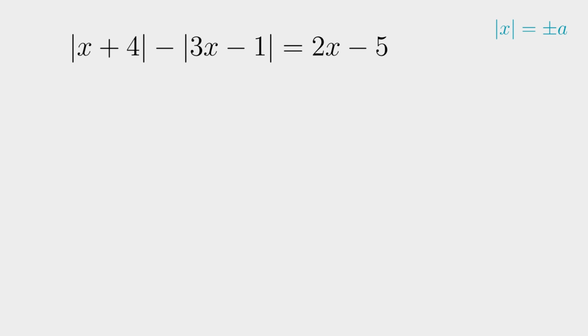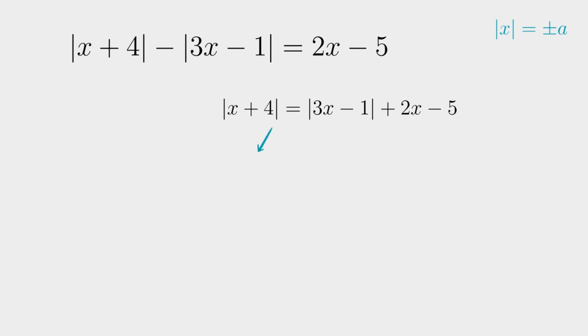Here is the most difficult example out of the 5. The absolute value of x plus 4 minus the absolute value of 3x minus 1 is equal to 2x minus 5. You want to get the absolute value of 3x minus 1 on the right hand side, so you add the absolute value of 3x minus 1 to both sides to cancel it out on the left hand side. Now you can work on your two cases.